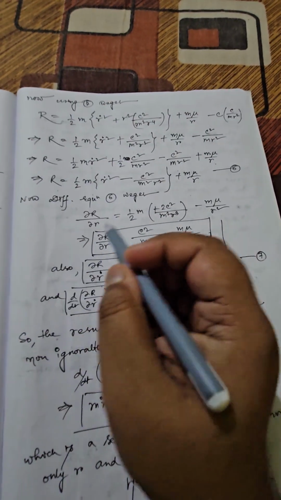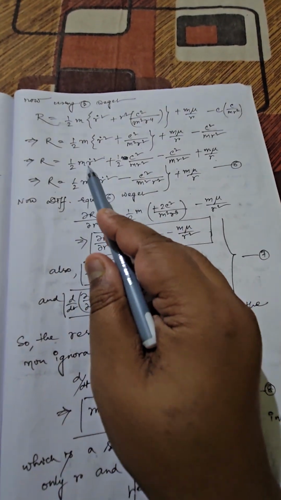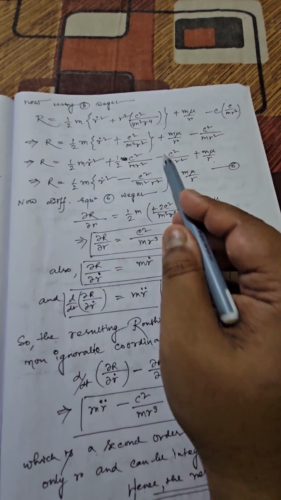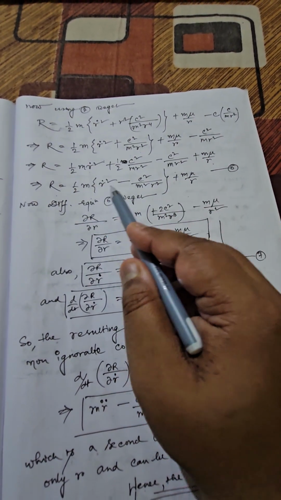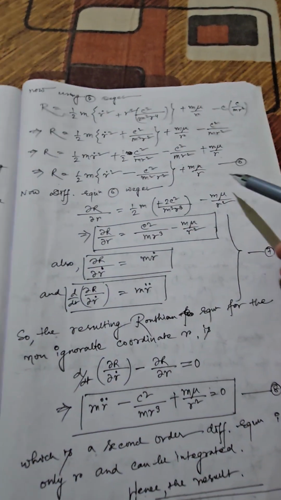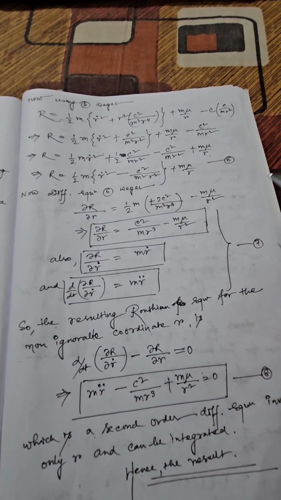So if you take half of m common from the first three terms, or better to say from the first two terms after modification, then you can easily obtain (r dot square minus c square by m square r square), and the last term remains intact, m mu by r. So this is equation number 6.